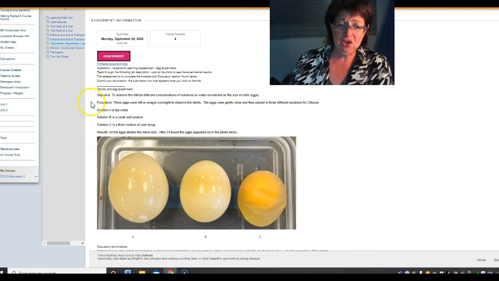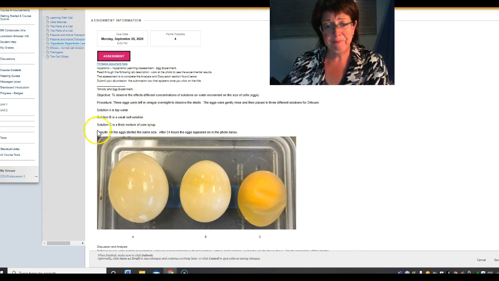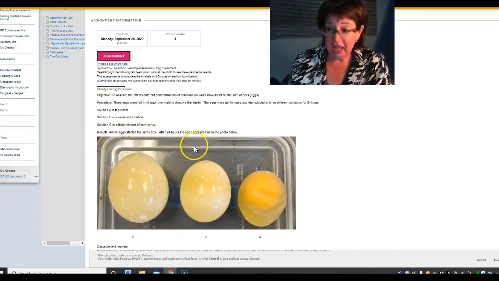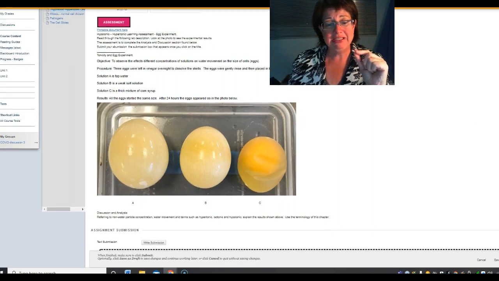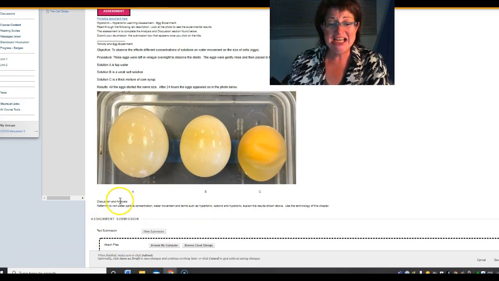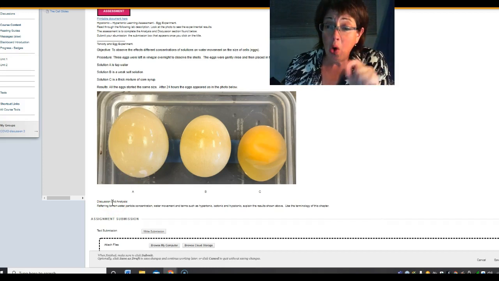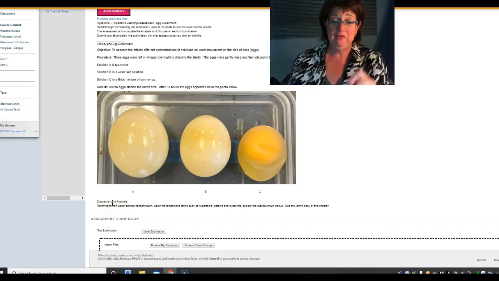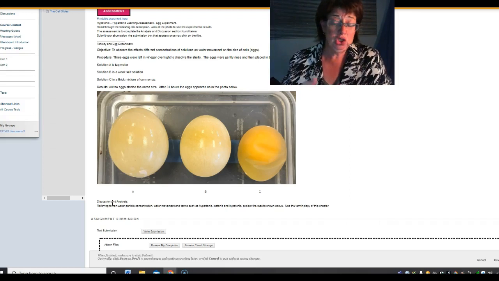So I've given you the objective, I've given you the procedure. The results are the pictures here. And what I want you to do is to complete the analysis and the discussion. Now, with the discussion of the analysis, I want you to describe why the water moved and how the water moved, but I want you to pay attention to the terminology that was presented in this chapter, which is hypertonic, isotonic, and hypotonic, and also refer to non-water particle concentration when it comes to the movement.